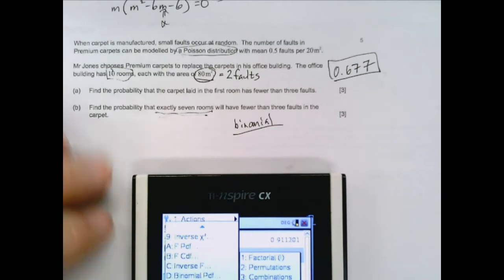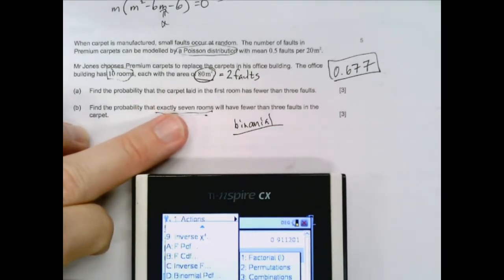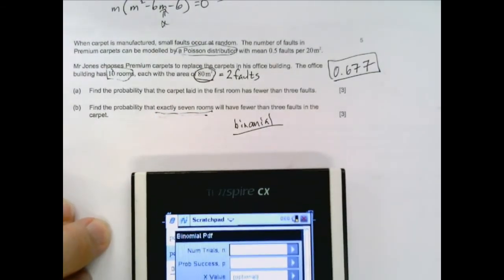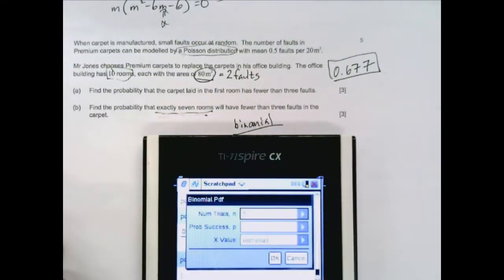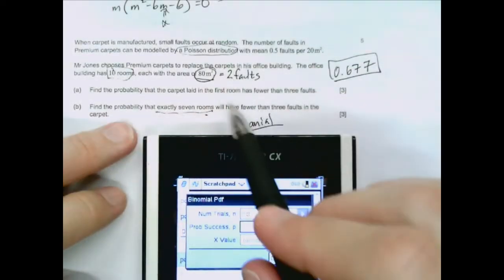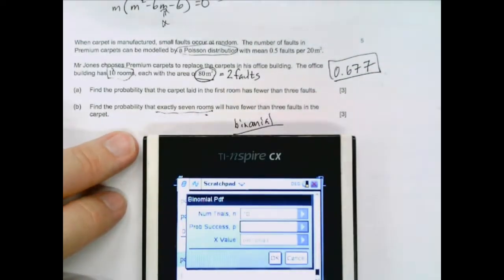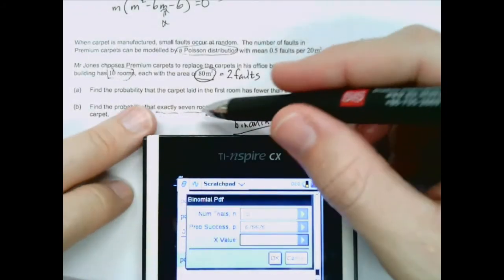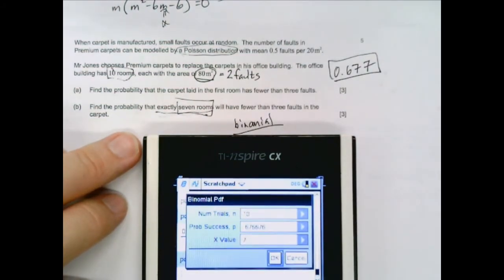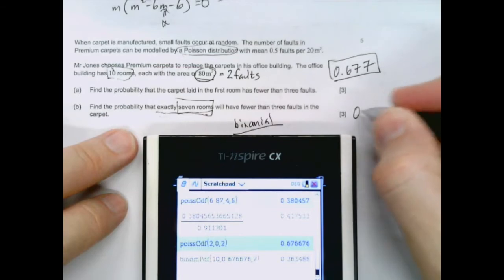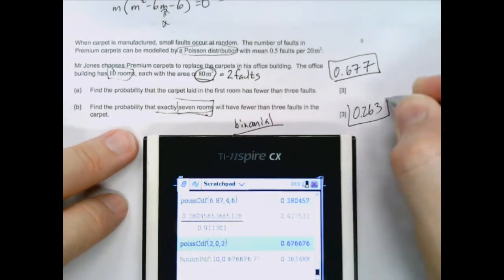It's binomial this time, and it's asking exactly 7 rooms. So that's a binomial Pdf. The number of trials is 10 rooms. The probability of having fewer than 3 faults is 0.67, and then remember it was 6676. And then the x value is how many I want to have fewer than 3 faults, which is 7 rooms. And we go OK, and it gives me my final answer, which is 0.263. And that is our final answer.